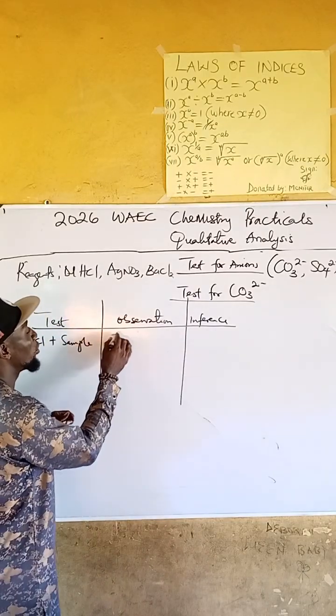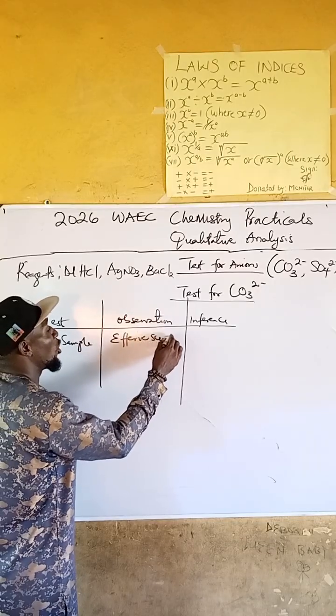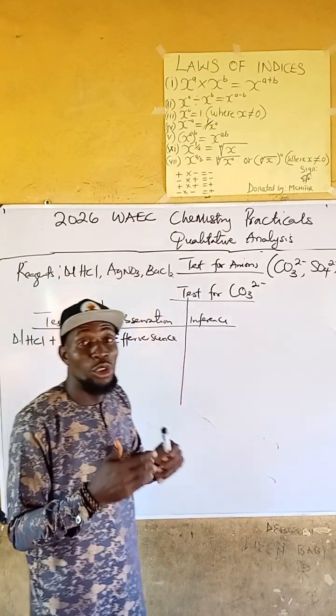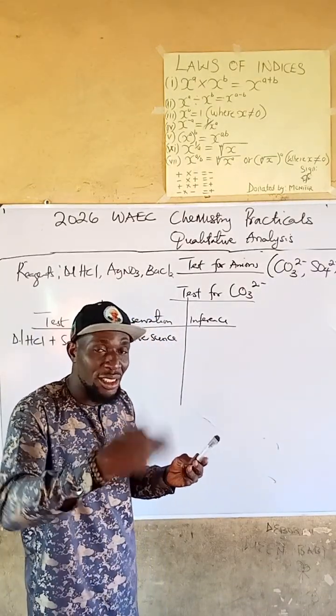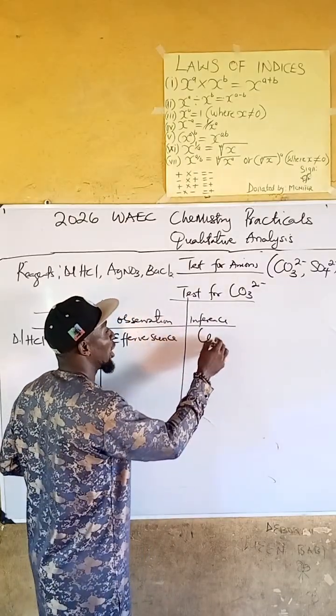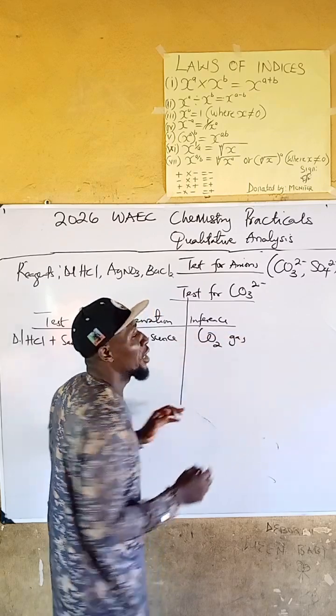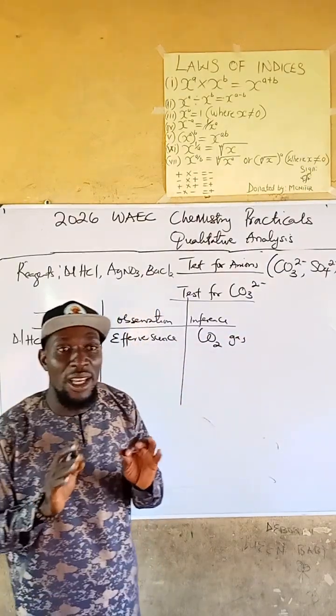What do you observe? You observe effervescence. Effervescence means what? Evolution of gas. So if you add it and you start seeing bubbles coming up, that's effervescence. Is that clear? Carbon 4 oxide gas is present.